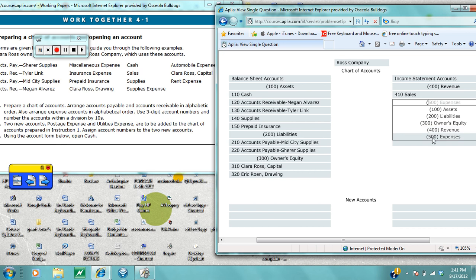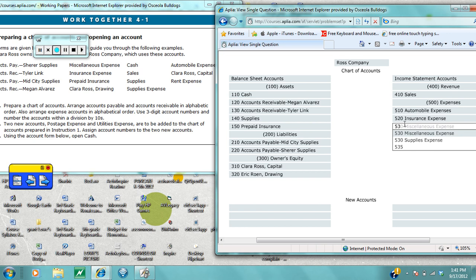Then your expenses are next. We do them alphabetically. Look here. Which one goes first? We have miscellaneous, insurance, supplies, automobile. So 510. 520. 530. 540. 550.